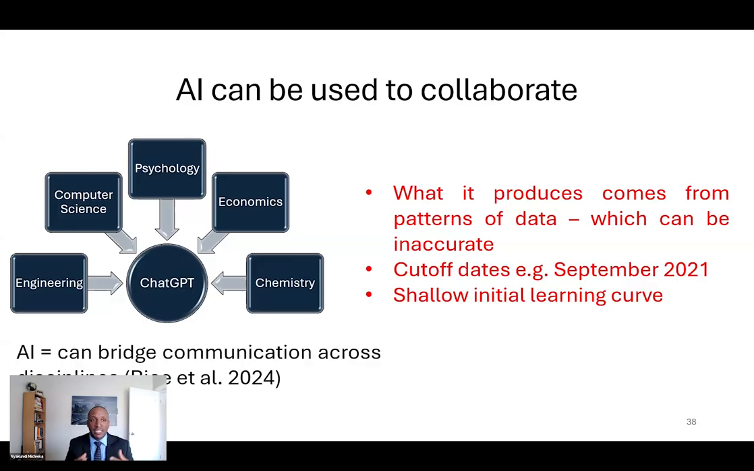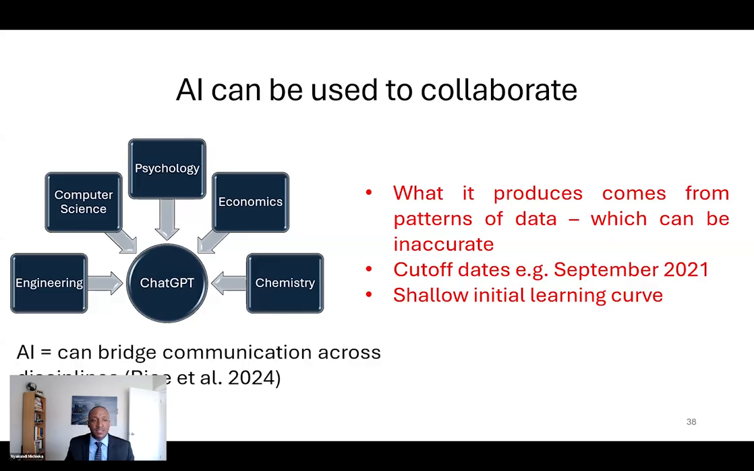So it can bridge communication across disciplines and it can also be used to collaborate. I'm bringing this here because I know AI is becoming more and more useful as a tool for researchers, and I think it's important for us to talk a little bit about how to use it to collaborate as well, right? So there's a lot of positive that can come out of this.